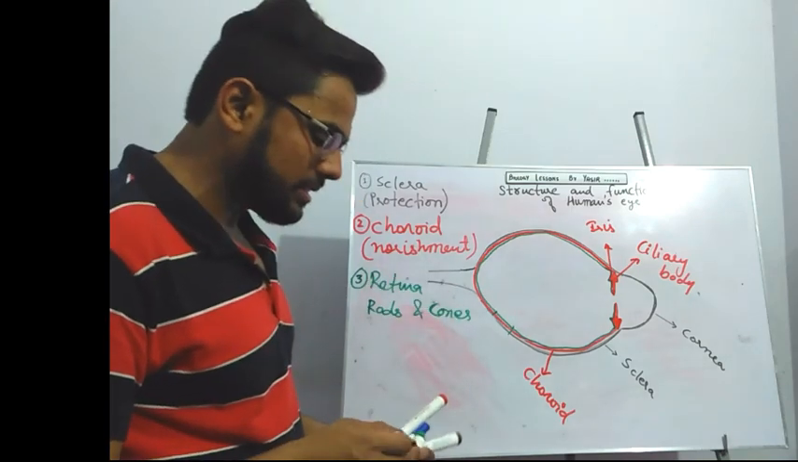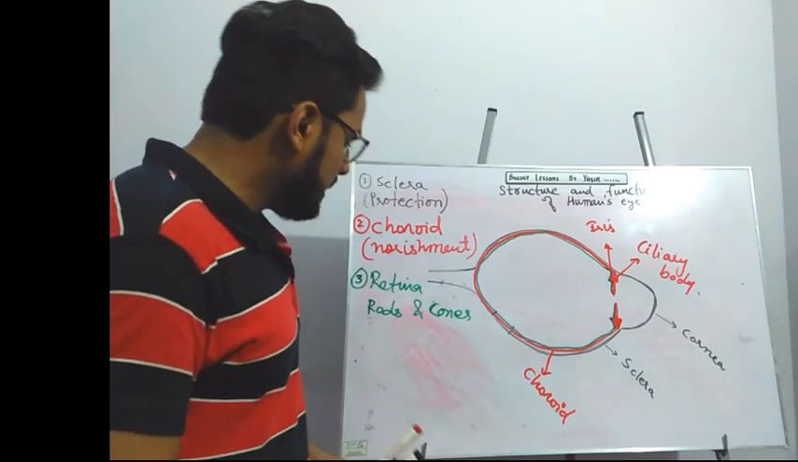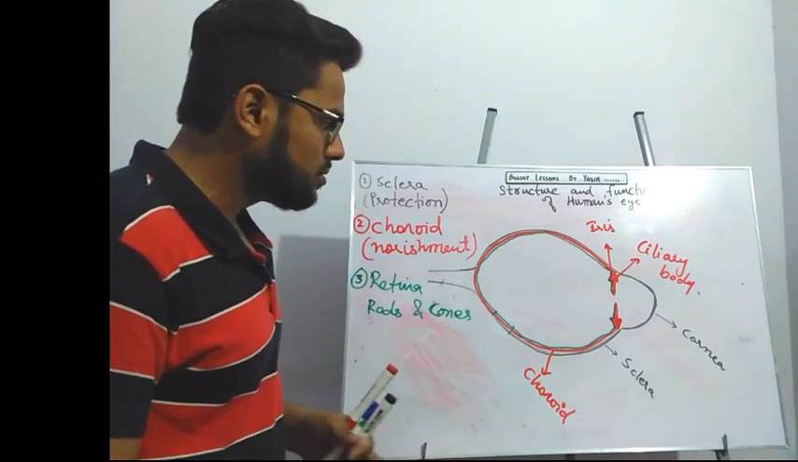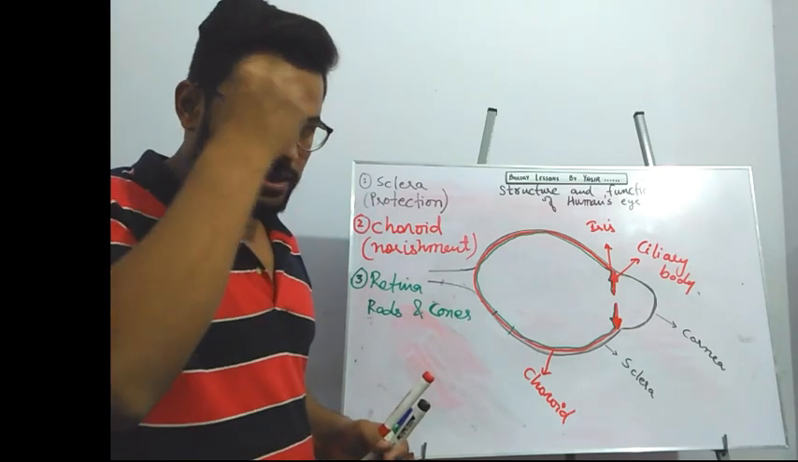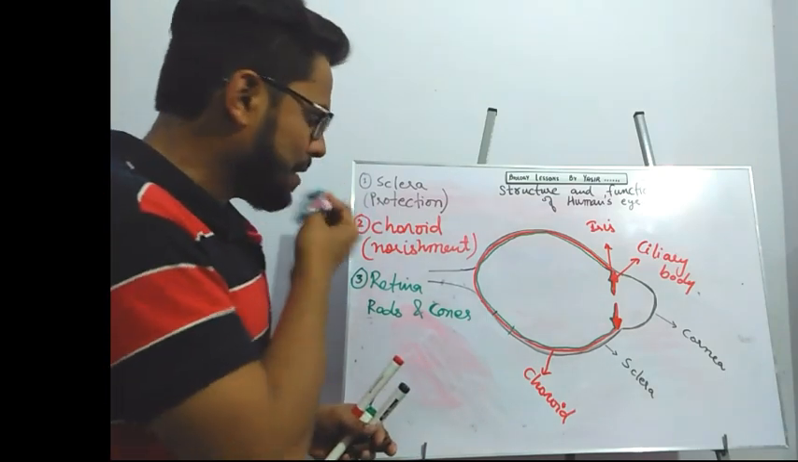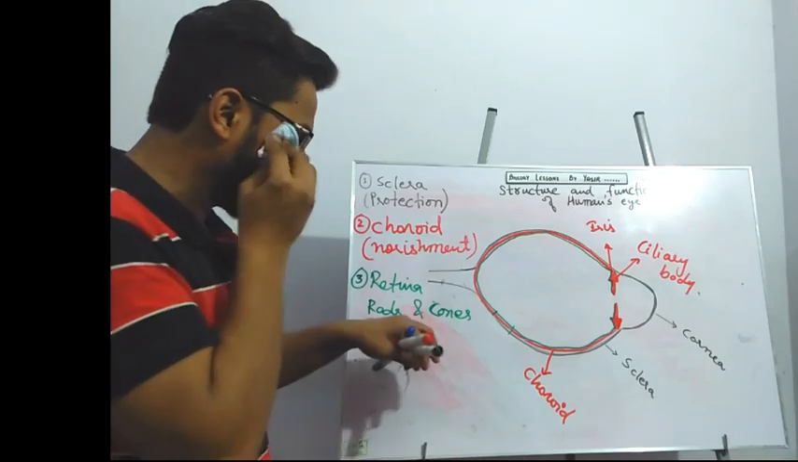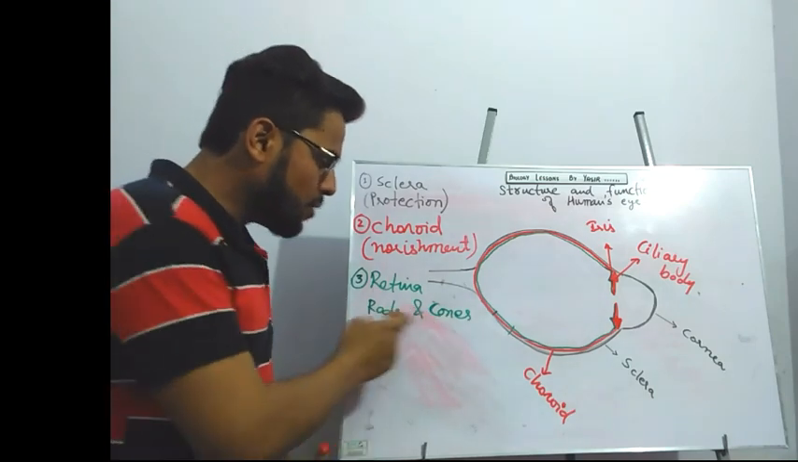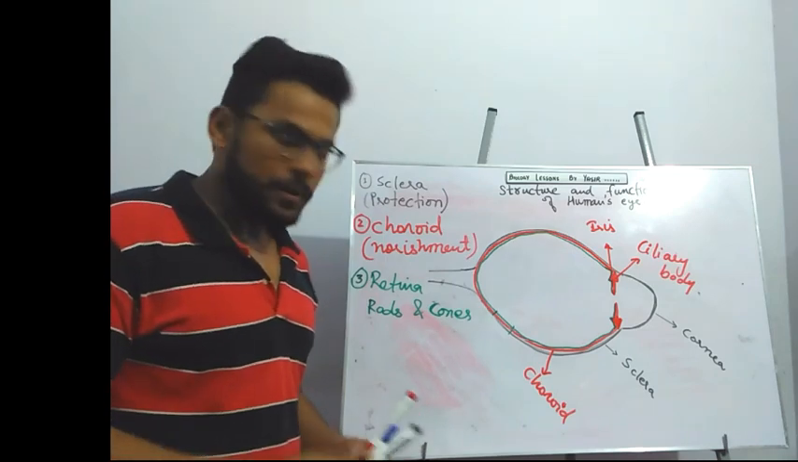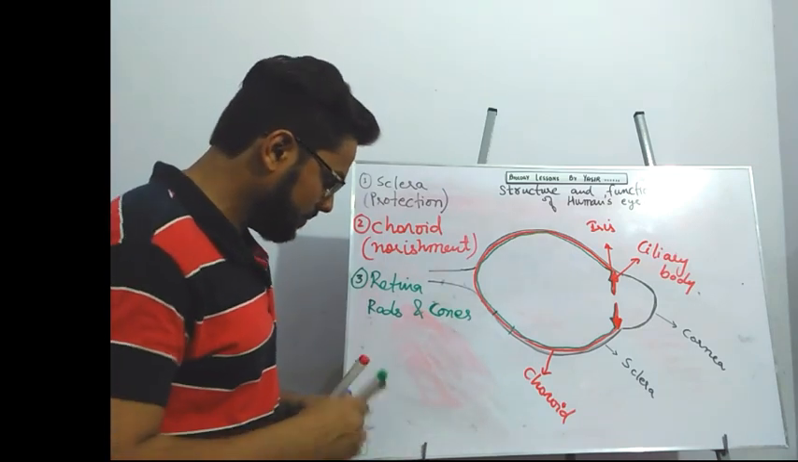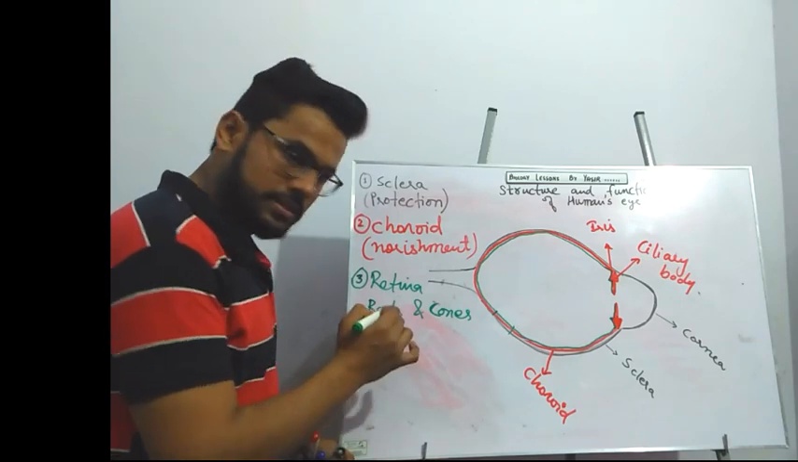I am again repeating that the retina consists of two types of layer: the neural layer and the pigmental layer. The neural layer consists of neurons, rods and cones. Rods are rod-like cells.